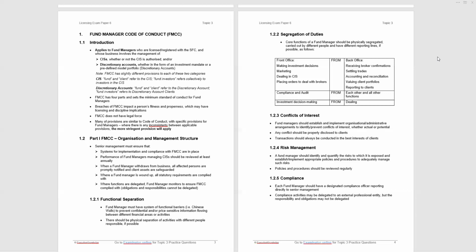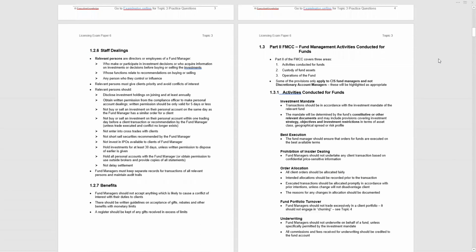Risk management, yes, fund manager should identify and quantify the risks to which it is exposed and have risk management procedures to minimize risk. Compliance, very similar to the code of conduct. You've got to comply with all the rules and regulations. And each fund manager should have a designated compliance officer reporting directly to senior management.